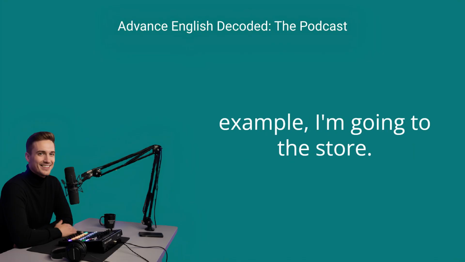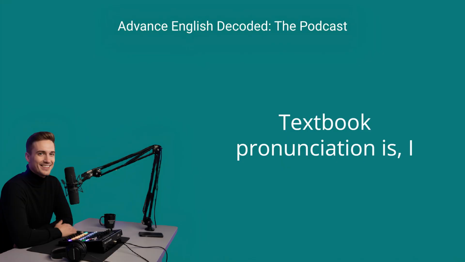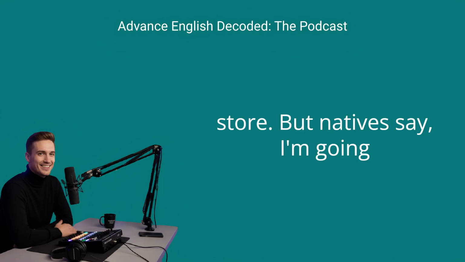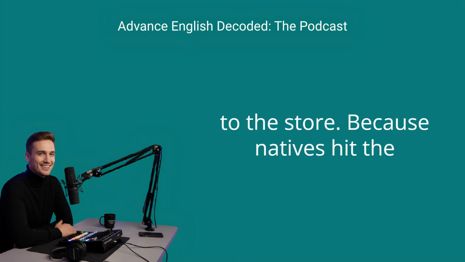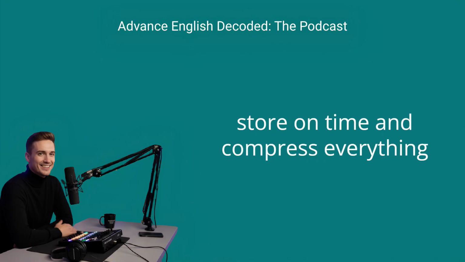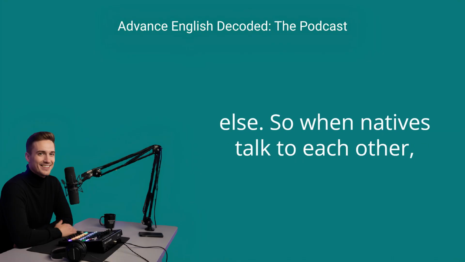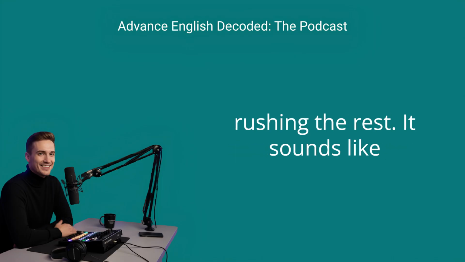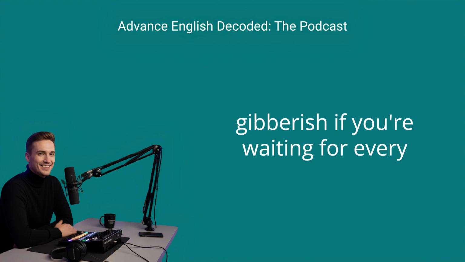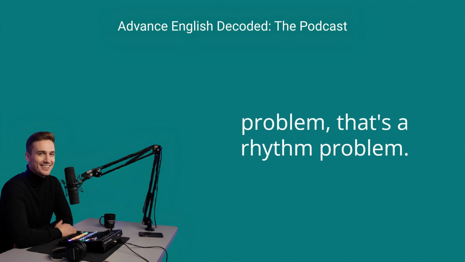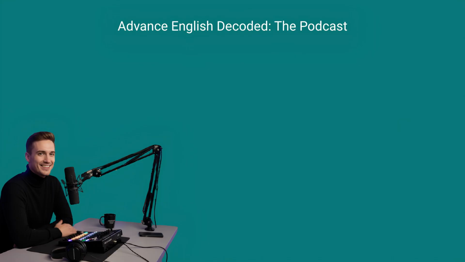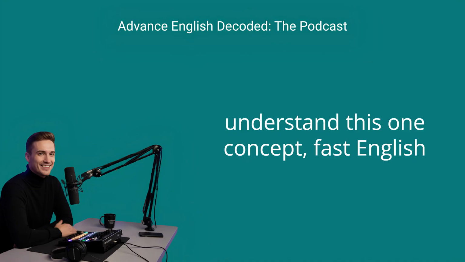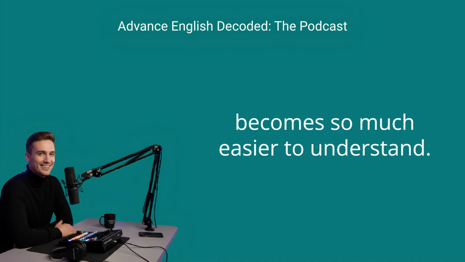For example, "I'm going to the store." Textbook pronunciation is "I am going to the store." But natives say, "I'm going to the store," because natives hit the store on time and compress everything else. So when natives talk to each other, they're hitting the stressed words and rushing the rest. It sounds like gibberish if you're waiting for every word to be clear. That's not a speaking problem, that's a rhythm problem. And here's the beautiful part. Once you understand this one concept, fast English becomes so much easier to understand.